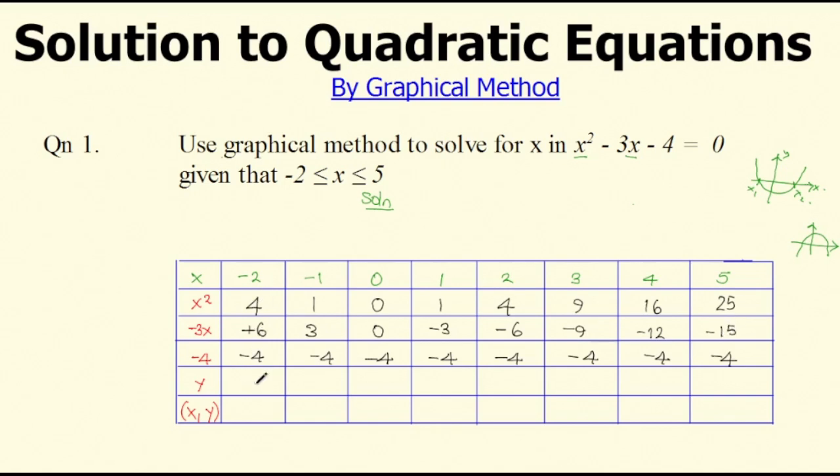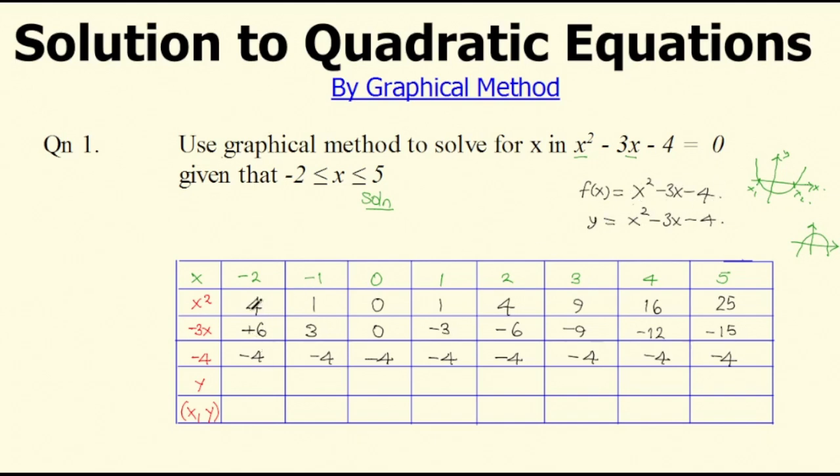So let's fill in the corresponding values for y at each of these x. Now to get that, we'll add all these numbers together, because here we have these three terms. The left hand side equals 0, meaning this function can be given in terms of f of x equals x squared minus 3x minus 4. Somebody can write it in terms of y equals x squared minus 3x minus 4. So for that case, the sum of all these terms will give us the value for y.